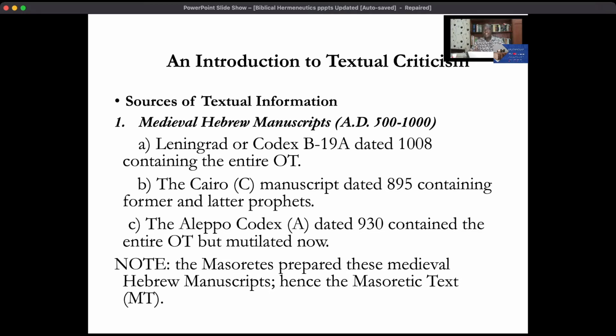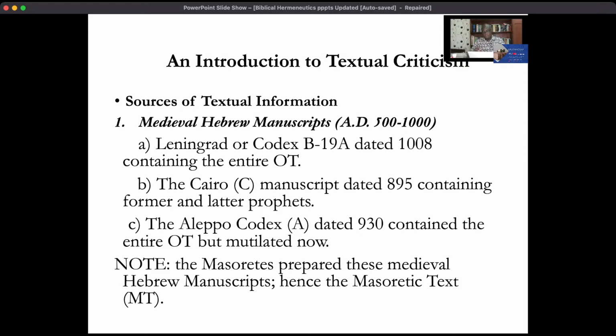The first manuscript that has come to us is called Leningrad or Codex B19A, dated 1008, and it contains the entire Old Testament. We also have another manuscript called the Cairo manuscript, dated 895, containing former and latter prophets. We also have Aleppo Codex. Codex simply means book. Also dated 930, containing the entire Old Testament, but mutilated now. Some portions are lost. And so the Aleppo manuscript is not complete, while the Leningrad is complete.